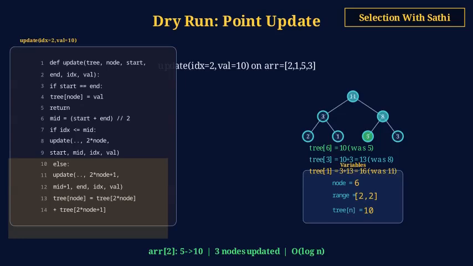Now propagate back up. Parent node 0 to 2, recalculate 4 plus 6 equals 10. Was 9. Root node 0 to 5, recalculate 10 plus 27 equals 37. Was 36. Only 3 nodes changed on the root to leaf path. Time, O(log n).